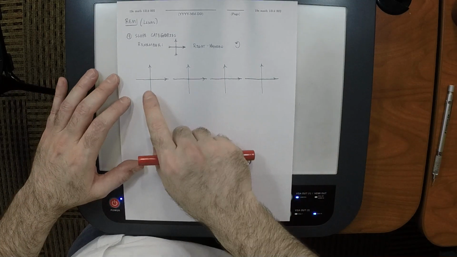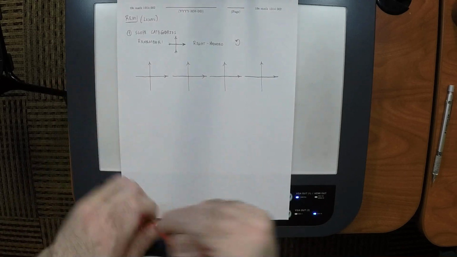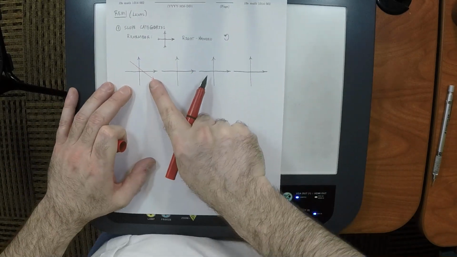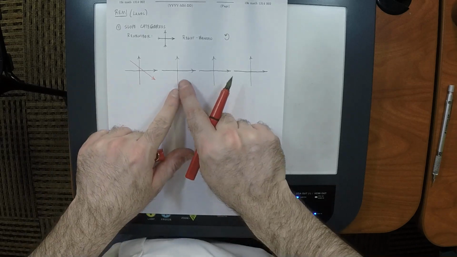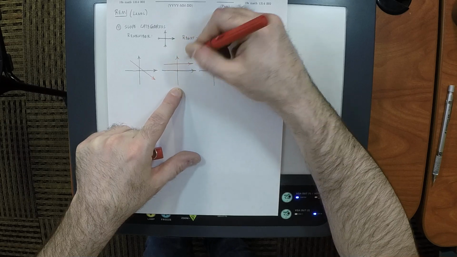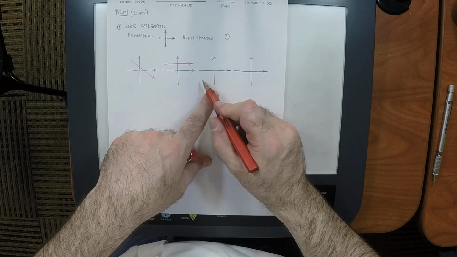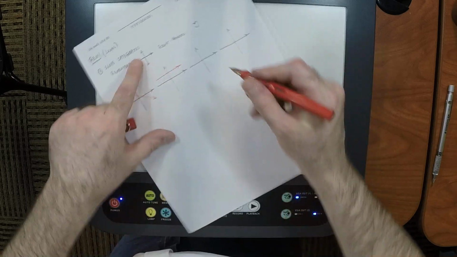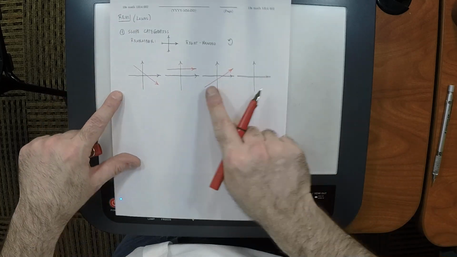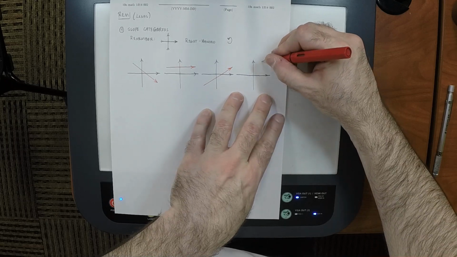Okay, so on this leftmost one, I'm going to draw a line that's going from top left-ish to bottom right-ish. So something like this. For this next one, I'm going to draw a line that's parallel to the horizontal axis. So that's supposed to be parallel. For the next one, I'm going to draw a line that goes from bottom left-ish to top right-ish. And then for the last one, I'm going to draw a line that's parallel to the vertical axis.